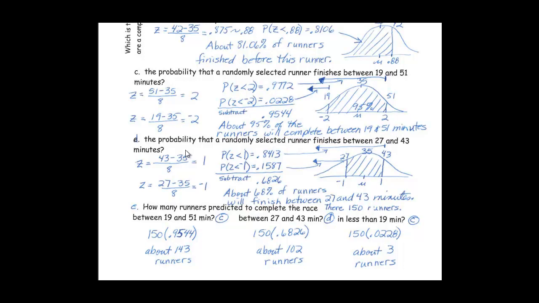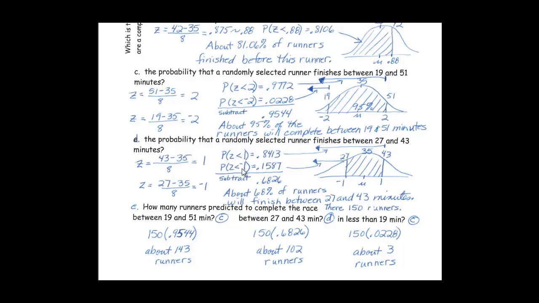Now we're going to look at the probability that a randomly selected runner finishes between 27 and 43 minutes. Again, I'm going to do the higher data value first. I plugged that in, subtracted and divided by 8, and came up with a z-score of 1. I did my lower one second, plugged that in, divided by 8, and came up with -1.